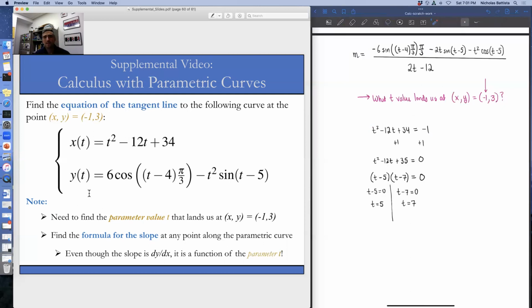So what does this mean? Well, we found two t values, t is 5 and t is 7, such that if we put them into our x equation, our x coordinate would be -1. So we found two potential t values that would put the x coordinate of our parametric curve at -1. However, we still don't know if that lands us at the correct y value. So we're really wondering now, does t equal 5 or does t equal 7 place us at y equal to 3?